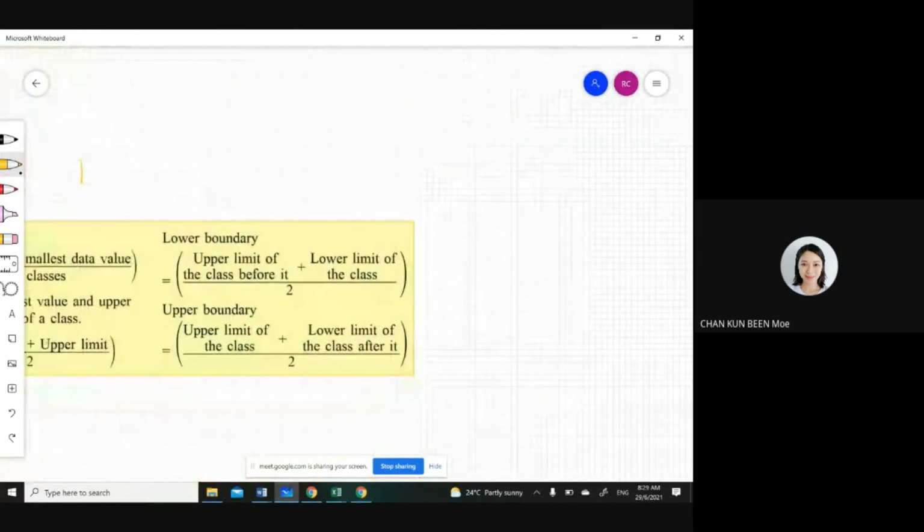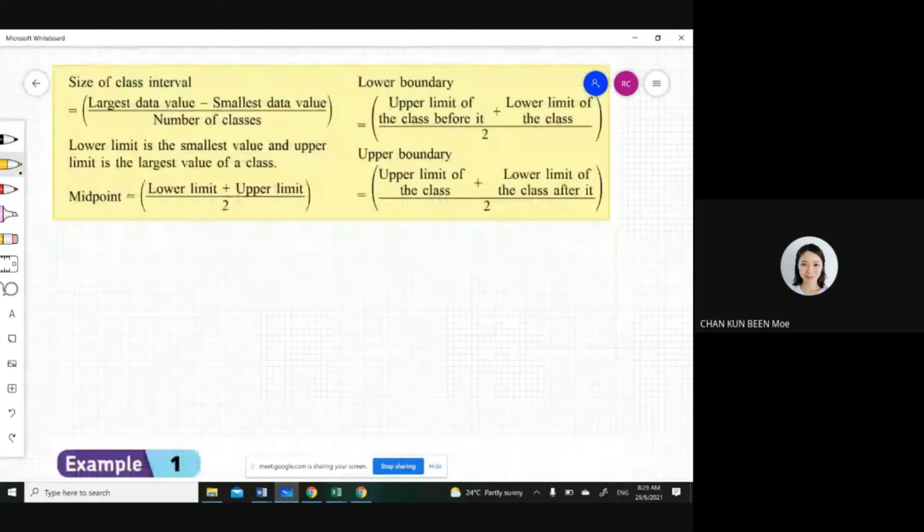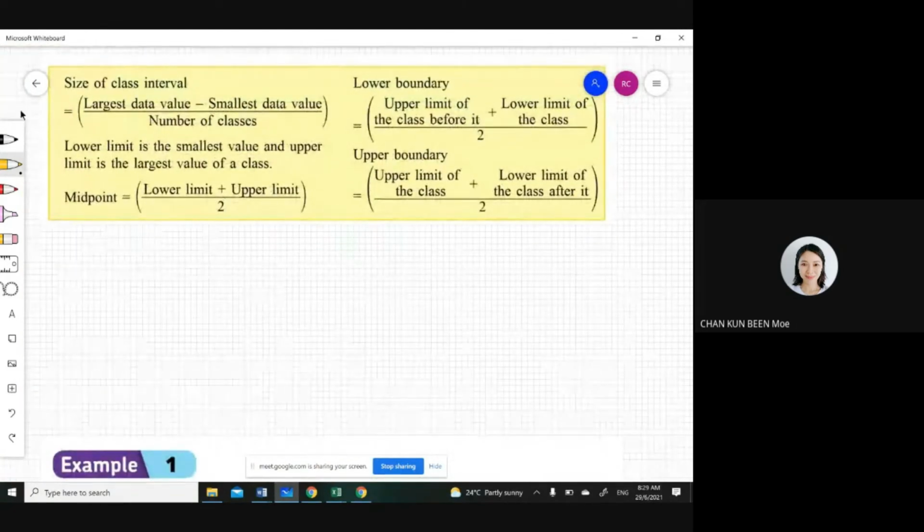So I carry on. Now, lower limit is the smallest value and upper limit is the largest value of the class. To get the midpoint, it will be lower limit plus upper limit, and you divide by 2. Midpoint, you understand, right? Just now we already found the midpoint.